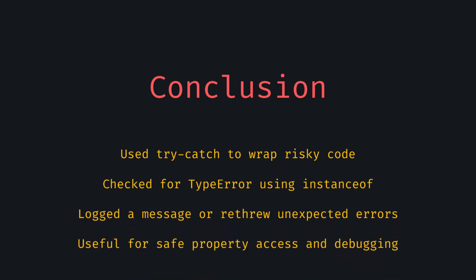In this lesson, we've learned how to safely handle property access on undefined variables. Using try-catch and checking with instanceof helps us isolate and manage specific error types. This ensures that only the right errors are caught and others aren't swallowed silently.